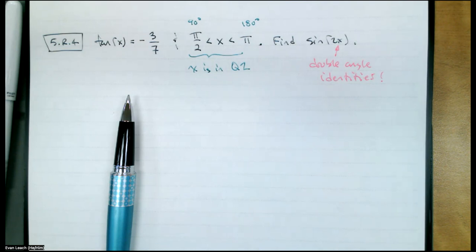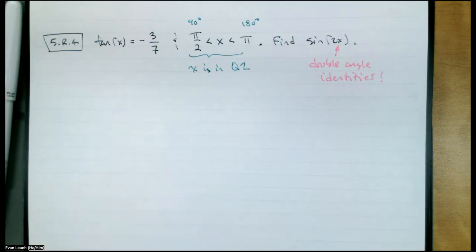Well, 1 over the secant is cosine. 1 over tangent is cotangent. So that's not related to sine. But tangent maybe is related to secant. That's a good idea. But secant is related to cosine, and cosine is related to sine. So that could be a way to go. We could do sine and cosine for tangent. 1 over tangent is cotangent.